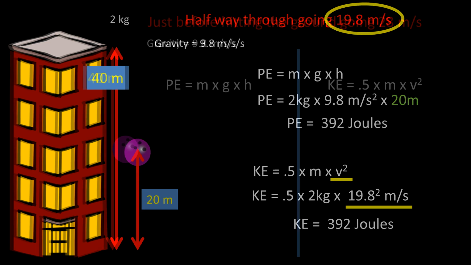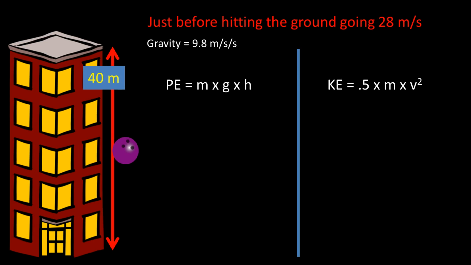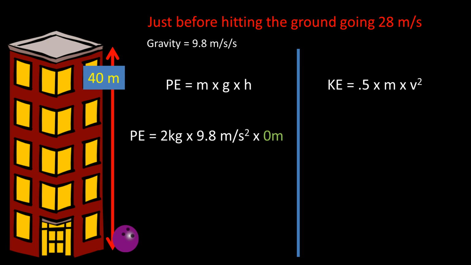Next, we have the final scenario where the ball falls and it's just about to strike the ground. And so its height is going to be 0 because it's just before impact. So PE equals the 2 kilogram ball times the acceleration of gravity, 9.8, times 0 meters because it cannot fall any further. It's just about to strike the ground. And so anything times 0 is going to be 0. Potential energy equals 0 joules.